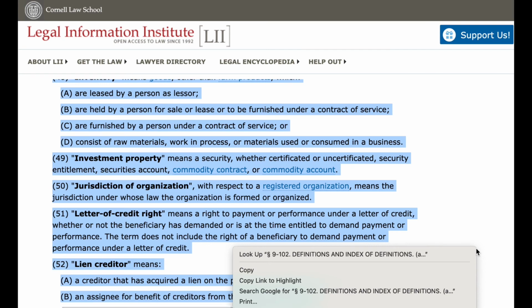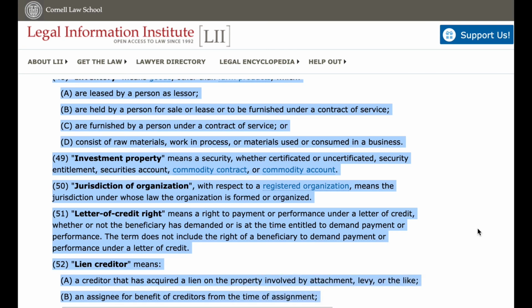50. Jurisdiction of organization, with respect to a registered organization, means the jurisdiction under whose law the organization is formed or organized. 51. Letter of credit right means a right to payment or performance under a letter of credit, whether or not the beneficiary has demanded or is at the time entitled to demand payment or performance. The term does not include the right of a beneficiary to demand payment or performance under a letter of credit.